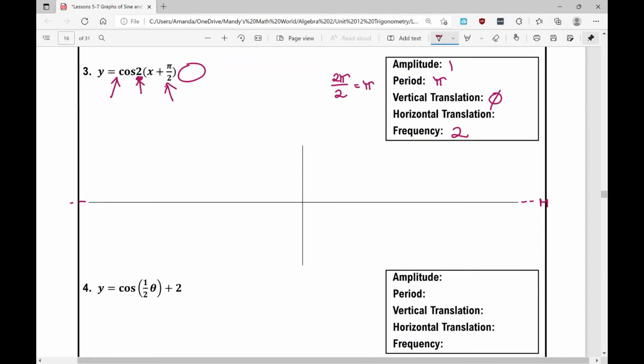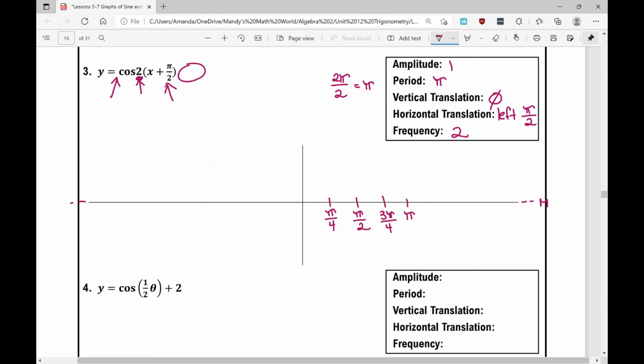Do we move left or right? We move left pi over 2. Remember, that's like 90 degrees, right? So my period is pi. I'm counting by fourths. I'm going to go ahead and label pi right here, and I'm going to count by fourths. Pi over 4. 2 pi over 4 is pi over 2. 3 pi over 4.